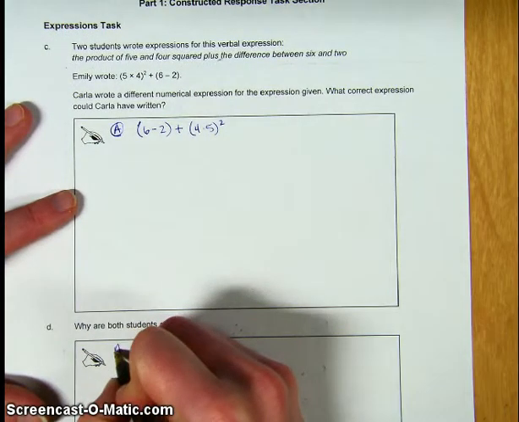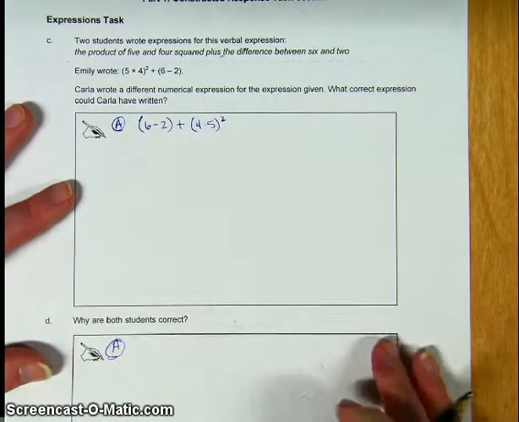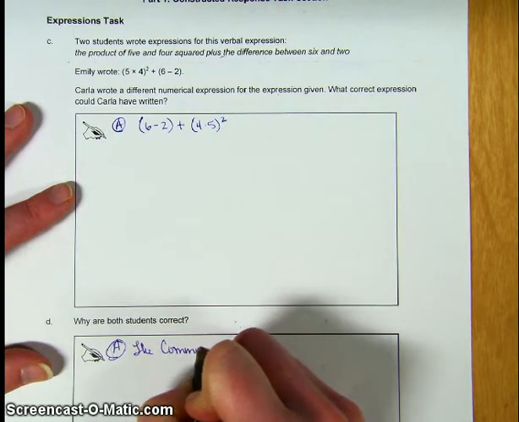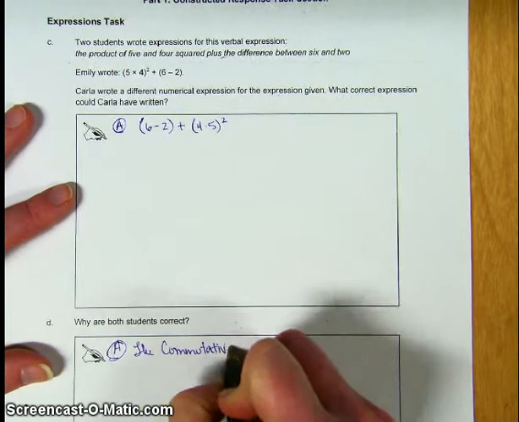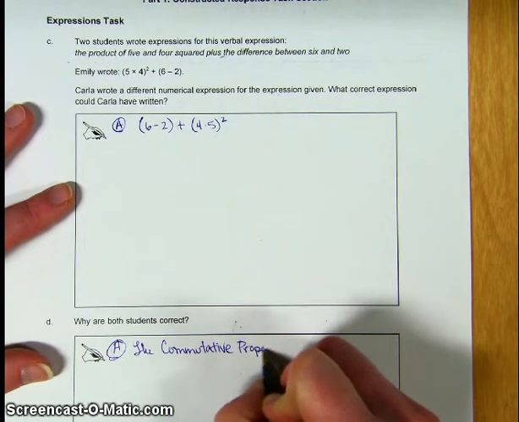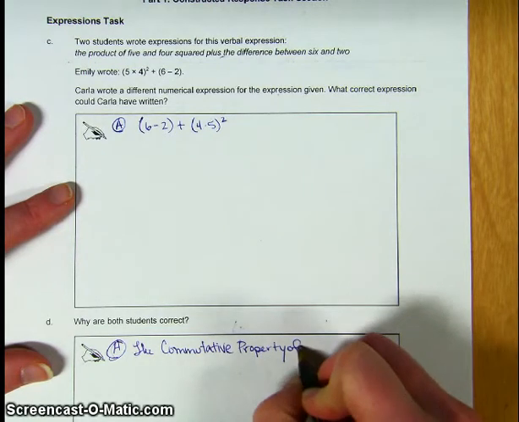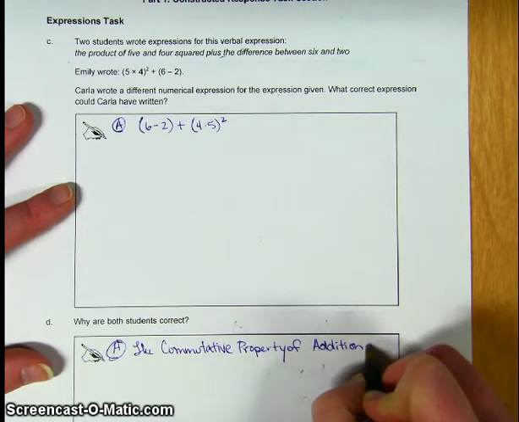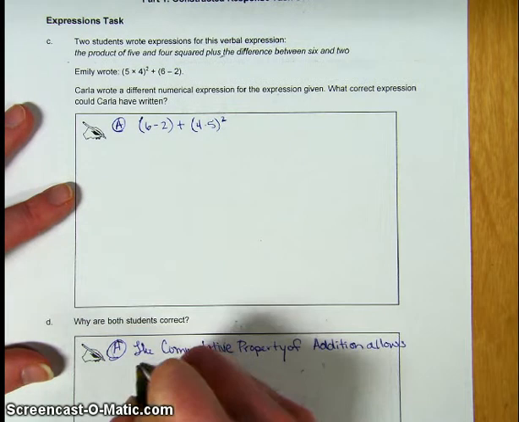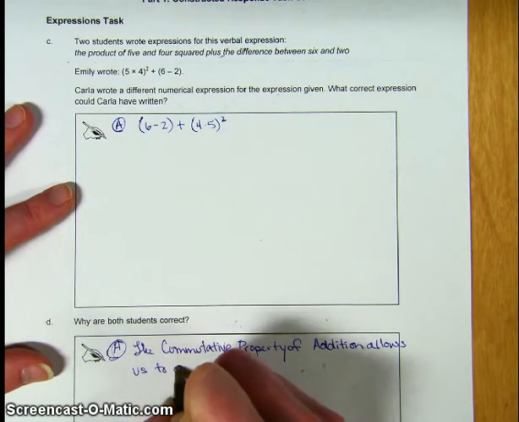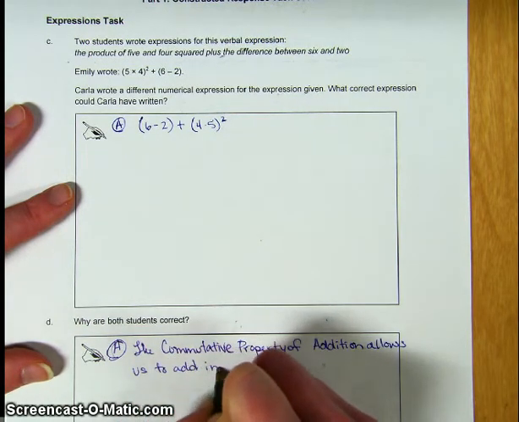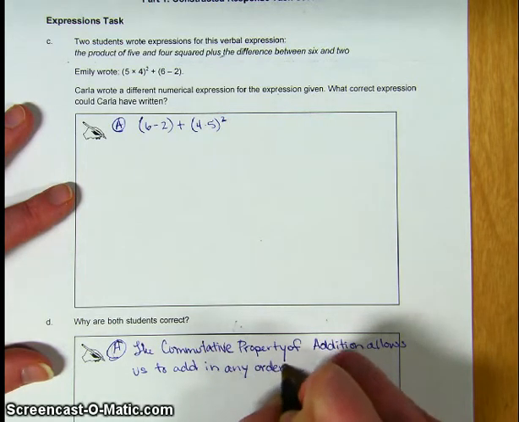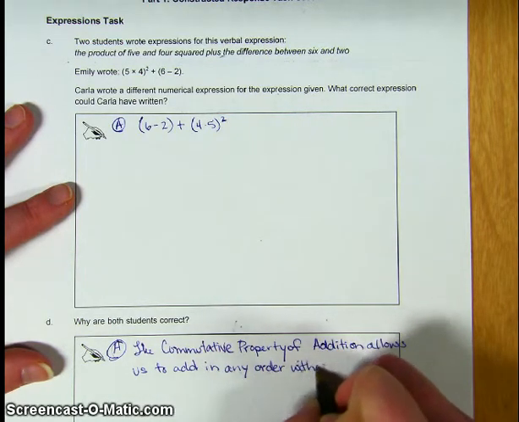And the justification for that down here in D part is the commutative property of addition allows us to add in any order without affecting the sum.